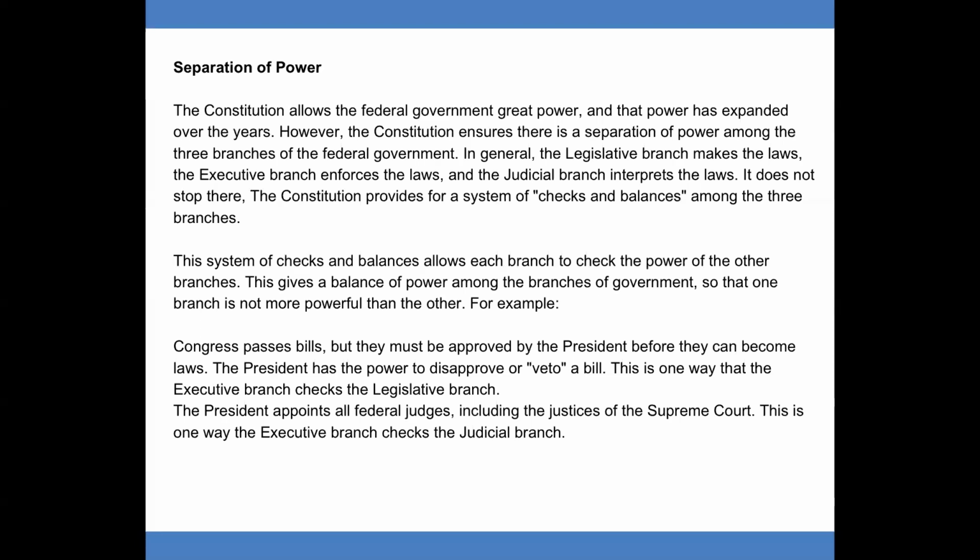This gives a balance of power among the branches of government so that one branch is not more powerful than the other. For example, Congress passes bills, but they must be approved by the president before they can become laws. The president has the power to disapprove or veto a bill. This is one way that the executive branch checks the legislative branch. The president appoints all federal judges, including the justices of the Supreme Court. This is one way the executive branch checks the judicial branch.